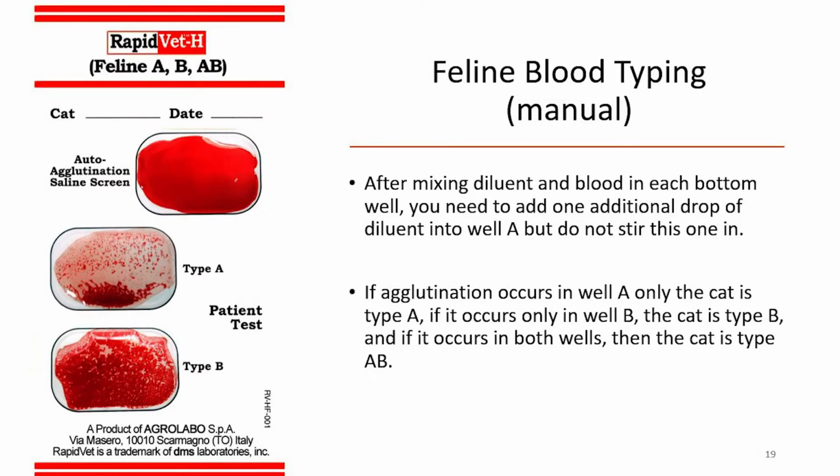Okay, so feline manual blood typing is much the same as the canine video that you would have just seen. Our wells are a little bit different. The top one is still an auto-agglutination well, but instead of having a positive control and a patient test well, we've got a type A well and a type B well. In regards to the actual test itself, everything is exactly the same, except there's one additional step. Once you have mixed your diluent and blood in the bottom two wells, you add one additional drop of diluent into well A only, and we don't stir this one in. We just leave that there and continue just to rotate our wrist until we see that agglutination.